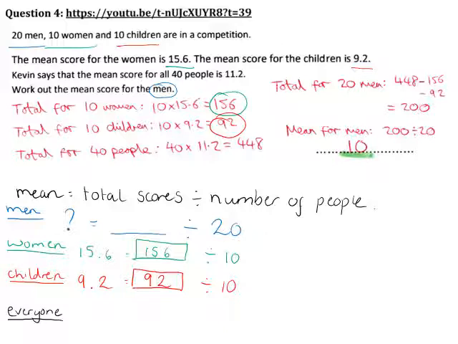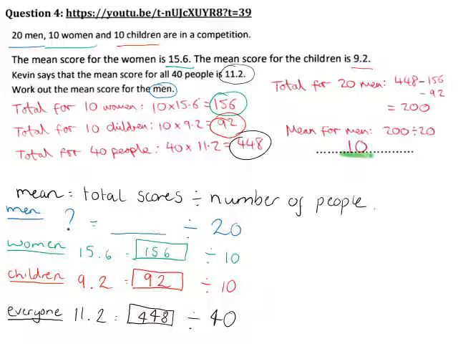Then some more information that I know is about everybody altogether. So in total there are 40 people, and I know the mean for those is 11.2. So 11.2 is something divided by 40. So to get what needs to go in this blank box here, I need to do 11.2 times by 40, which is what's happened up here. So 448.